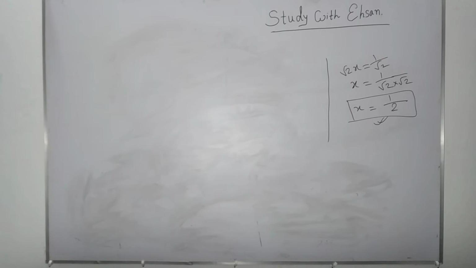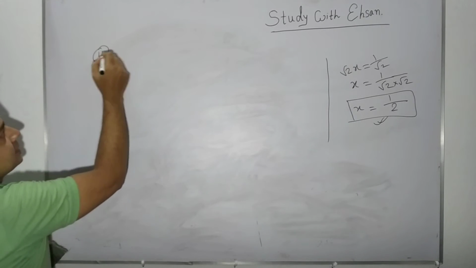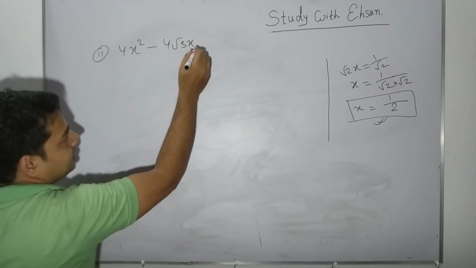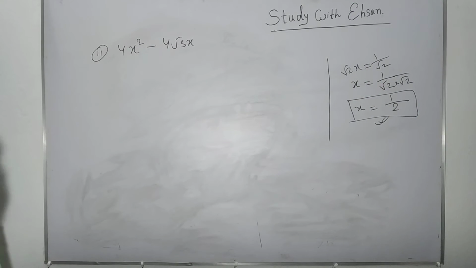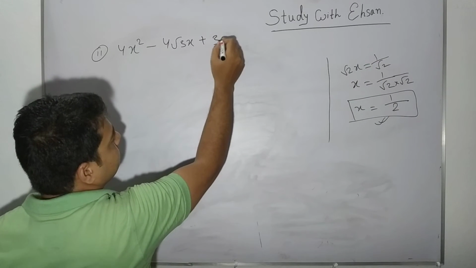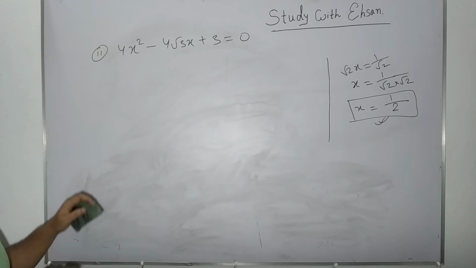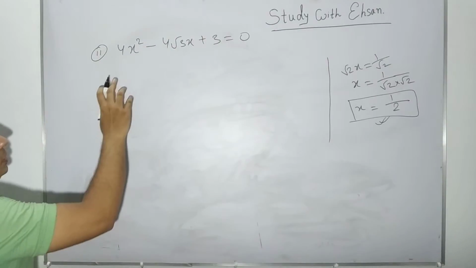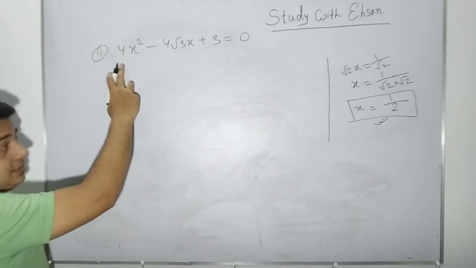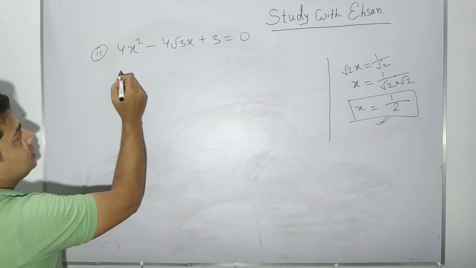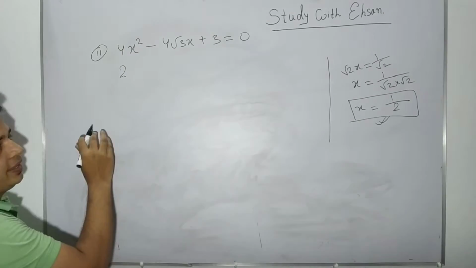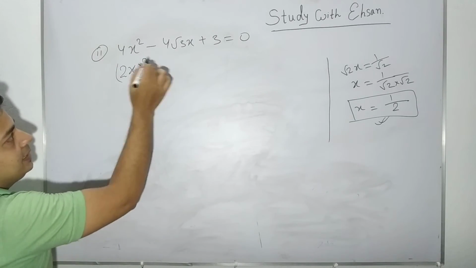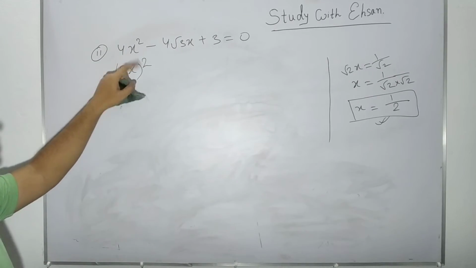The question is 4x square minus 4 root 3 x plus 3 equal to 0. This is the second quadratic equation which we have to solve by the completing the square method. Now 4x square: 4 is a perfect square, so it can be written as 2 square, and x square as x square. In combined form, (2x) whole square is 4x square.